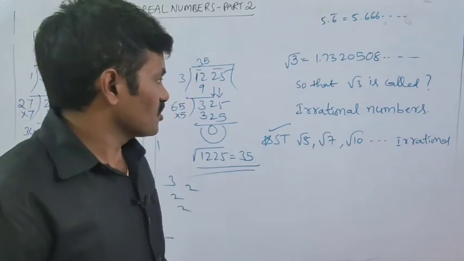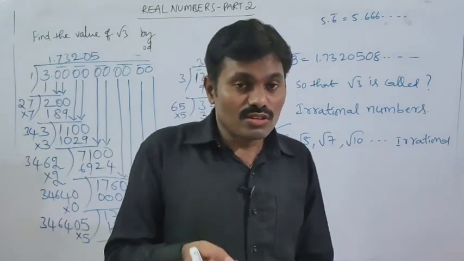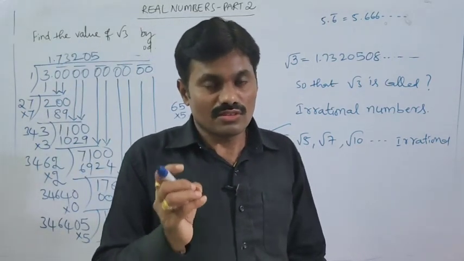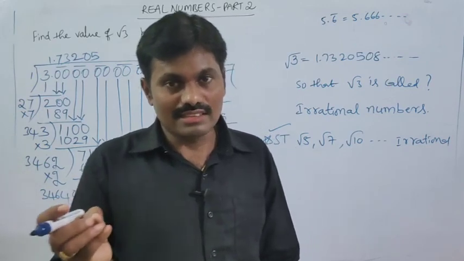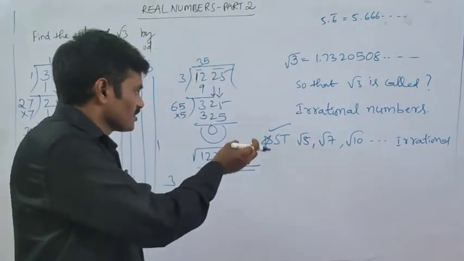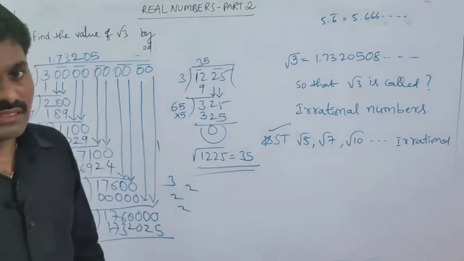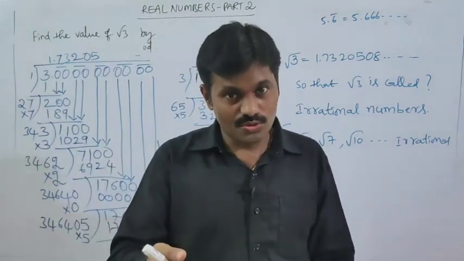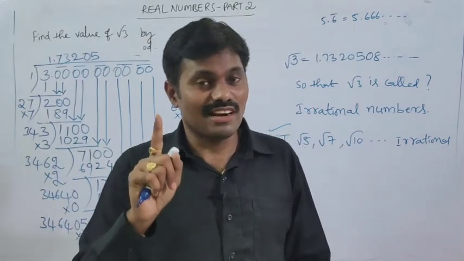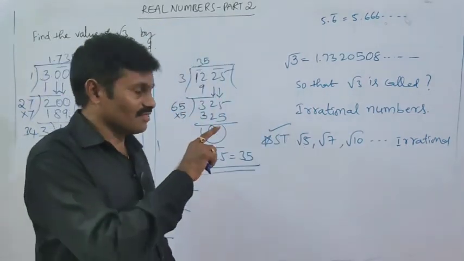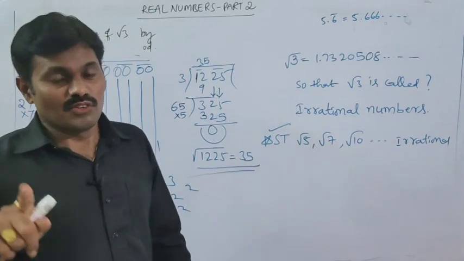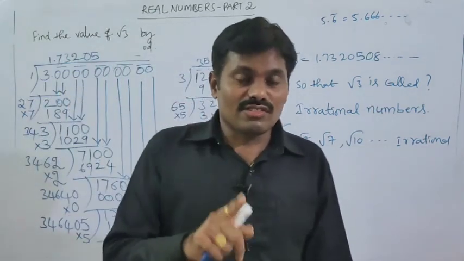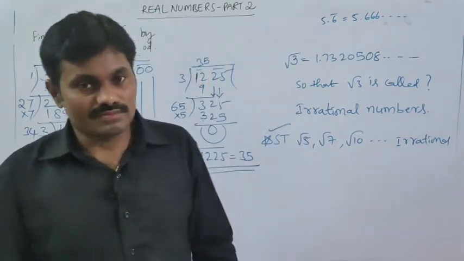I hope you all understood the concept of how to find the value of root 3, root 5, root 7, root 2, like that, values by using the long division method. This method is not an unknown method. It is familiar to you, which you already used in class 8 to find the square root of a perfect square. Okay, done.